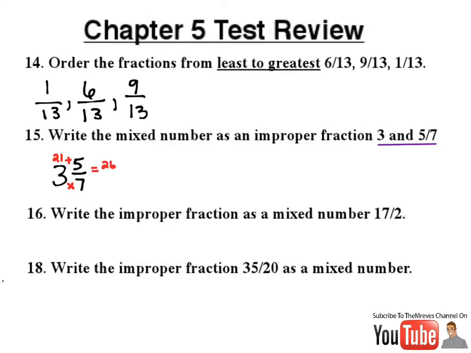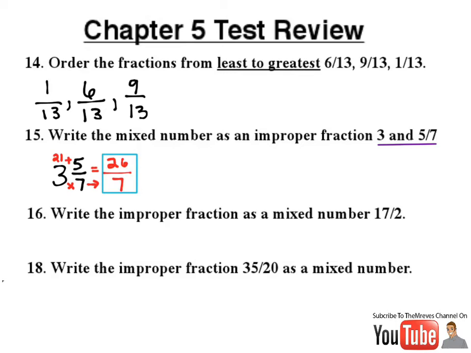26. I'll make that 26 a little bit bigger. And we're going over. Now this is really simple. We just bring that 7 right over. So 26 over 7. And we're done. And so there's your answer. Remember, you just take the denominator, multiply it by the whole number, take that answer and add it to the numerator, and then bring your denominator back over.